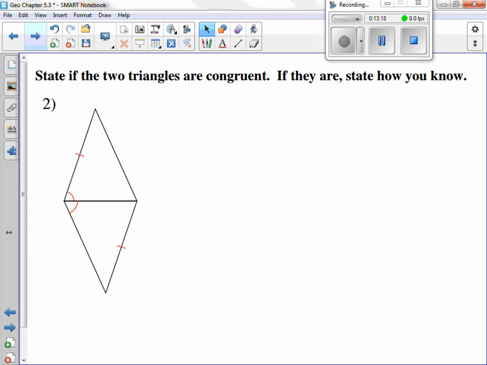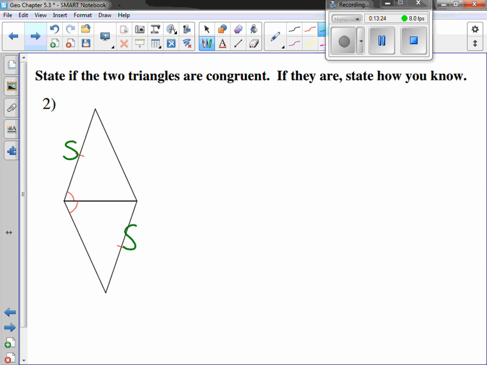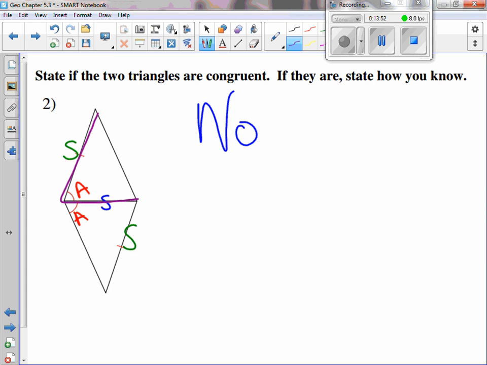Are these two triangles congruent? Well, let's see what we have. I have a set of sides that are congruent, yes? I have a set of angles right here. And well, this side's congruent to itself, yes? So are these two congruent? Let's see what we have. I'm going to use purple. So I have side, angle, side, yes? Here I have what? Side, side, angle. Are those the same?